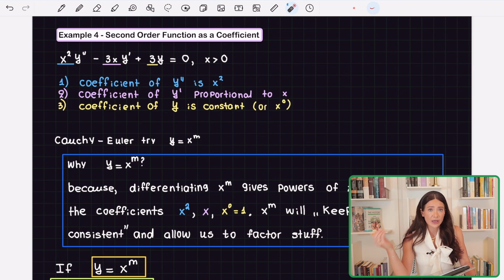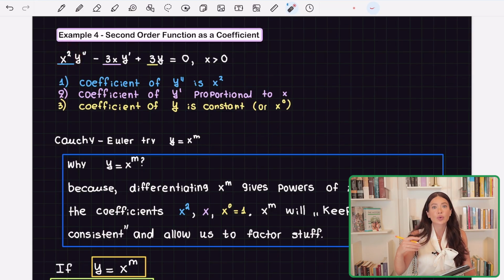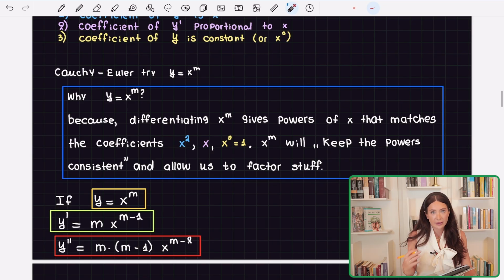So the function I'm going to try out, do you see the process is the same as it was in the constant coefficient second order differential equation? So you're trying out a function that you think will solve this differential equation. And then you follow that thought and see where it leads you. Here I'm going to try x raised to the m power because I see a lot of x powers and I'm hoping I can factor something out. So this is what I'm going to try.